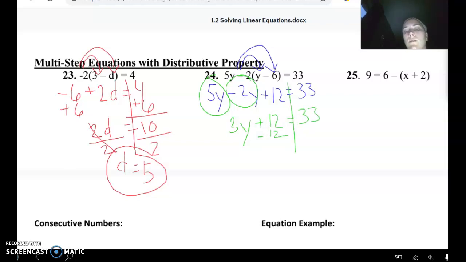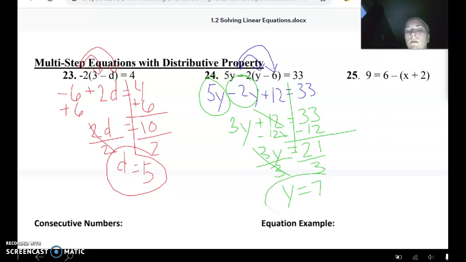Now we're going to subtract 12 from both sides. Those cancel. We're left with 3y equals 21. Divide by 3, those 3's cancel. Divide by 3, y is equal to 7. And now for number 25, yes, number 25, I'm going to have you try it on your own. Remember that negative means we have -1 in front of the parentheses.